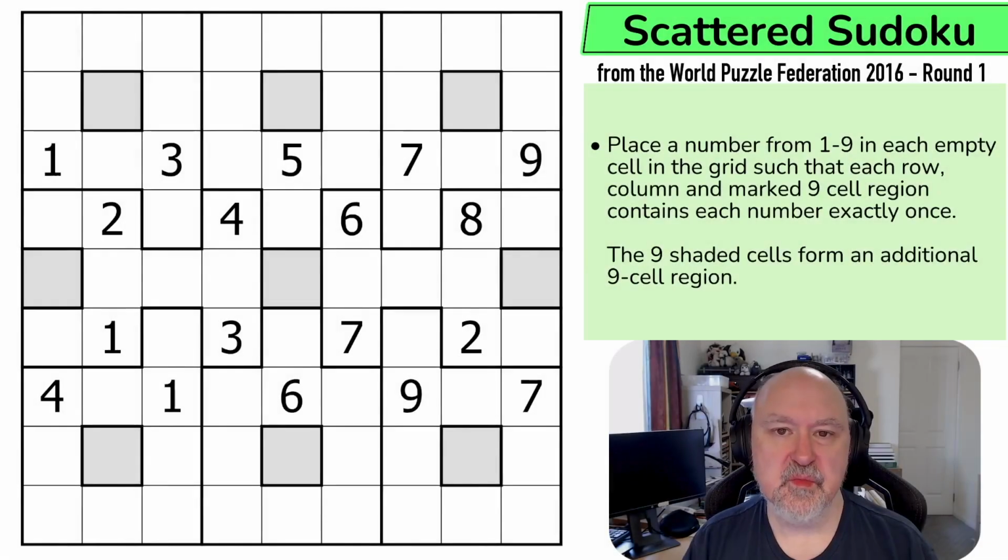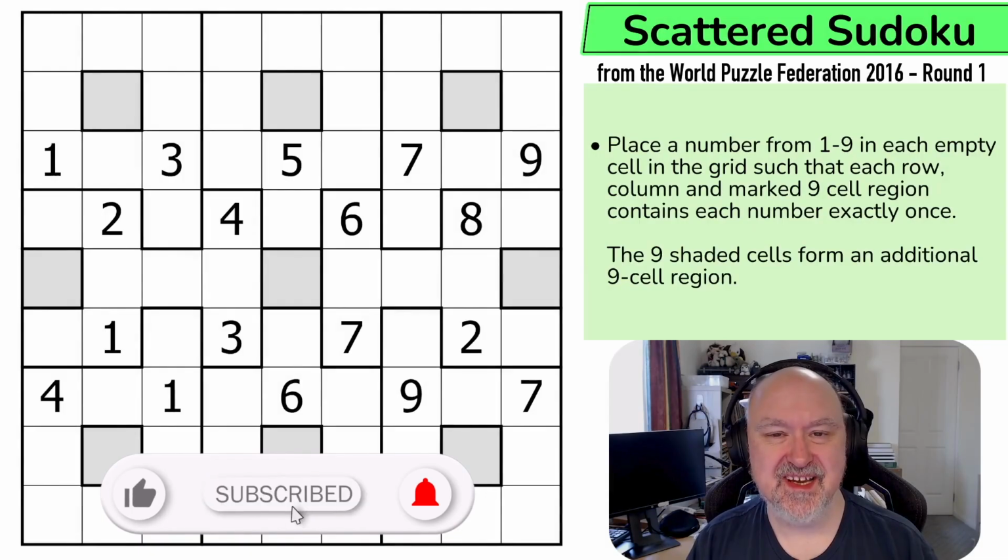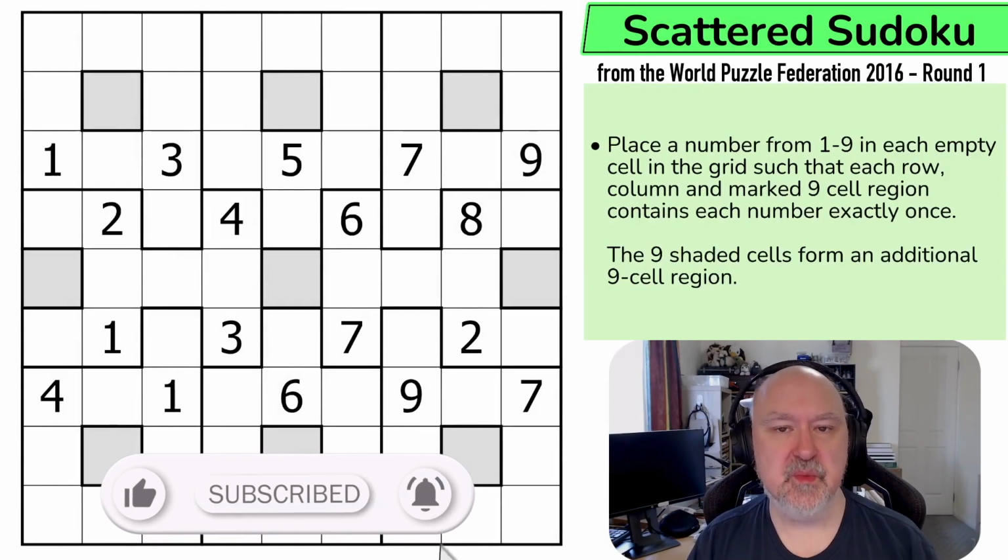Hi, and welcome to BremSter Puzzles, and back to the final puzzle in the World Puzzle Federation 2016 Round 1 set, which were puzzles created by puzzle setters from the Netherlands.